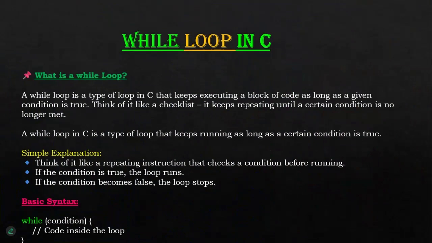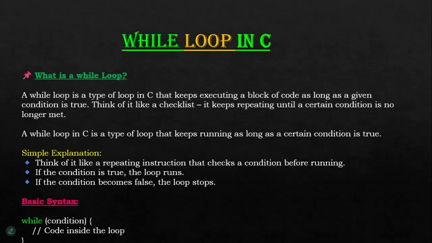So what is a while loop? A while loop is a type of loop in C that keeps executing a block of code as long as the given condition is true. It is a type of loop in C language that keeps executing a block of code as long as the given condition is true.